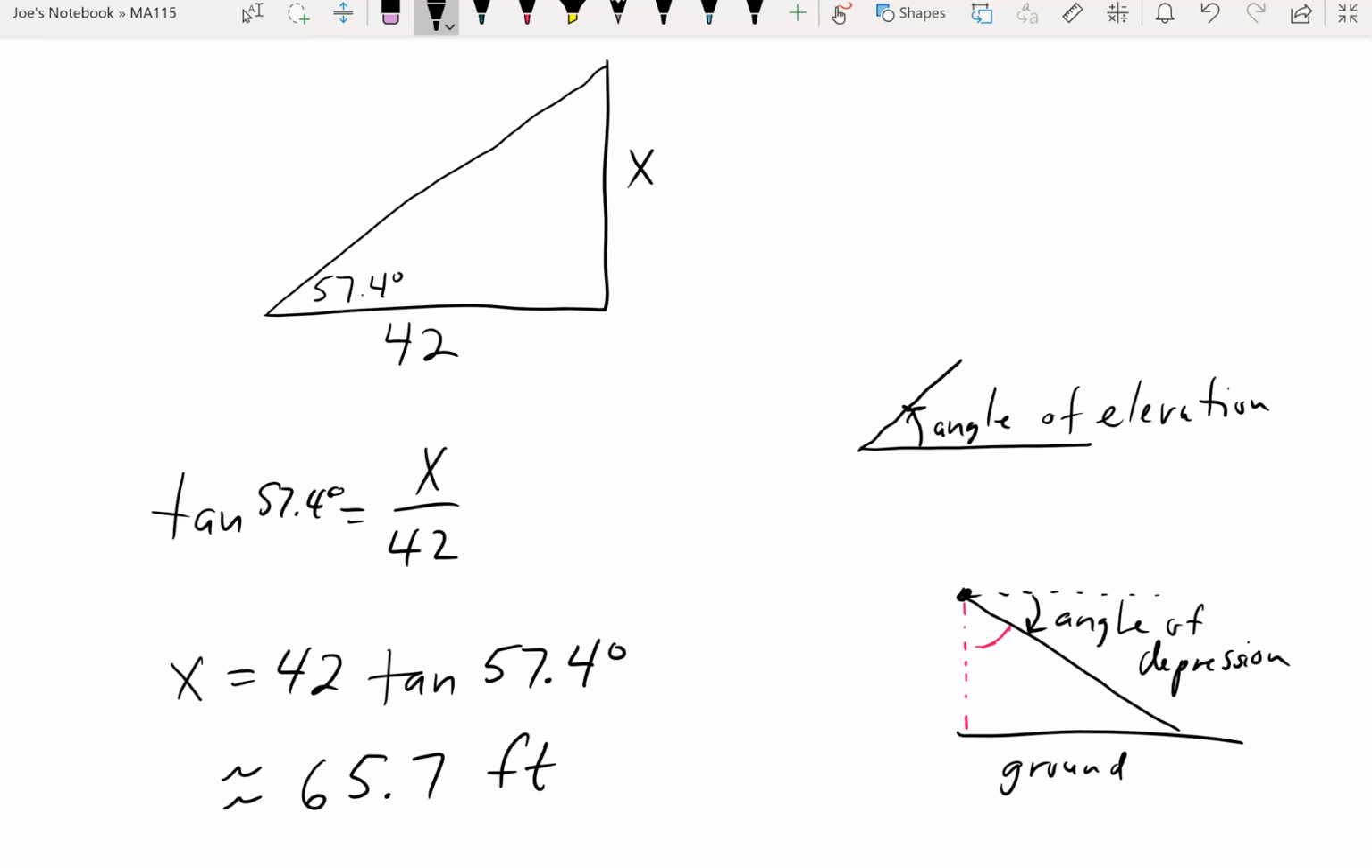Now I'll post solutions to the rest of these on Moodle so you can see them if you've got questions. A couple of them are a little trickier than the others, just to kind of give you a heads up, but they're all the same idea, right? Get your right triangle set up, get an equation involving one of the trig functions set up so that you can solve for the variable that you need.